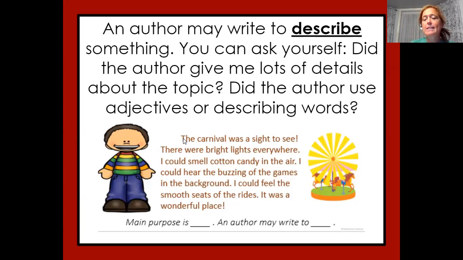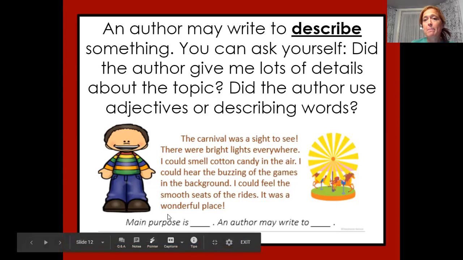The carnival was a sight to see. There were bright lights everywhere. I could smell cotton candy in the air. I could hear the buzzing of games in the background. I could feel the smooth seats of the rides. It was a wonderful place. So the author's main purpose is to describe, and an author may write to describe a carnival, right?